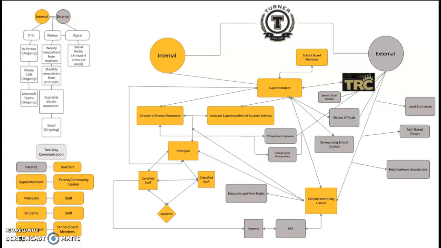This is my Module 7 assignment for internal and external publics. I created a flow chart that showcases the internal and external communications that take place in the school district I work in, Turner. To create my flowchart, I used the app Creately.